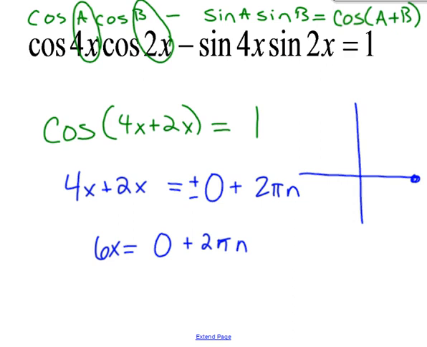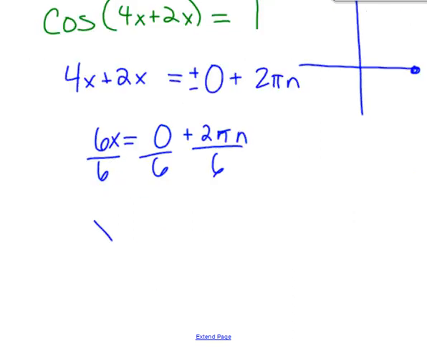And then I divide everything by 6. Well, 0 divided by 6 is still 0. But now I have pi over 3 here, since 2 over 6 reduces to pi thirds. And then I have my general solution.